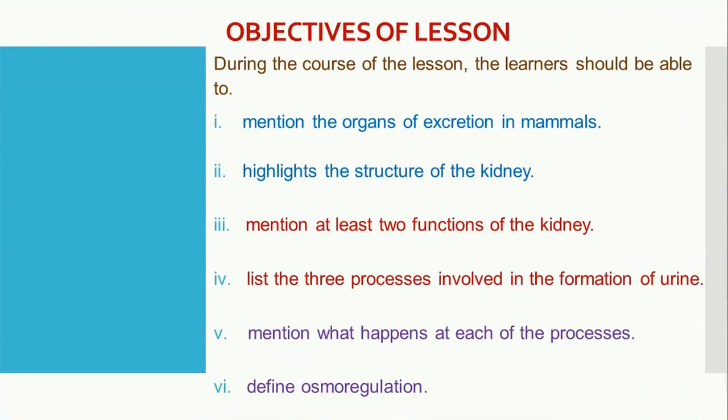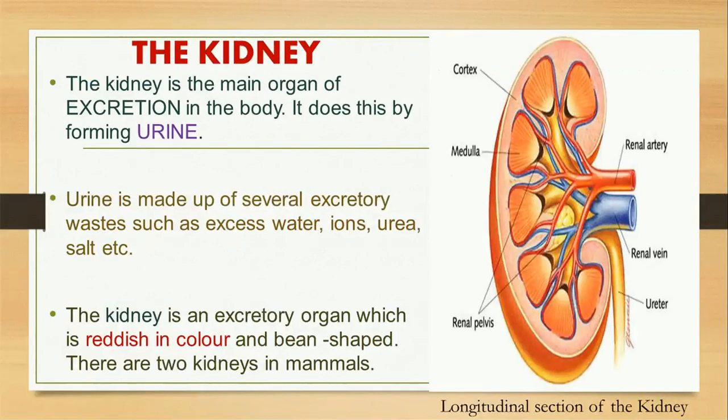Objectives of the lesson. During the course of the lesson, the learners should be able to: 1. Mention the organs of excretion in mammals. 2. Highlight the structure of the kidney. 3. Mention at least 2 functions of the kidney. 4. List the 3 processes involved in the formation of urine. 5. Mention what happens at each of the processes. And 6. Define osmoregulation. Now, have you ever wondered how urine is formed in the body?